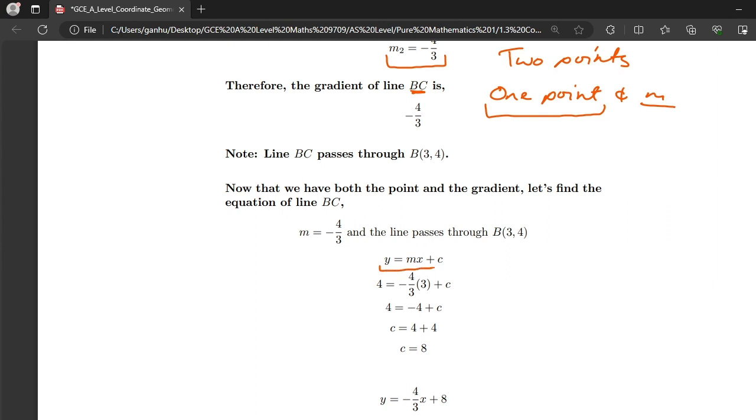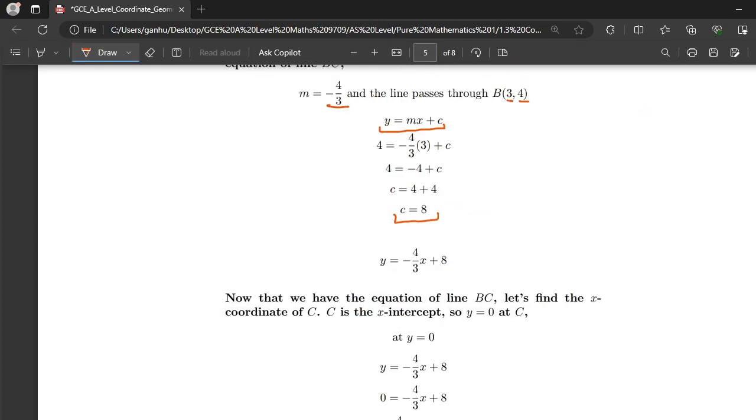So we'll use the form y equals mx plus c, where m is negative 4/3, x is 3, and y is 4. If we simplify, we can find what our y-intercept is. c is equal to 8. Once you get your y-intercept, you get y equals minus 4/3 x plus 8.